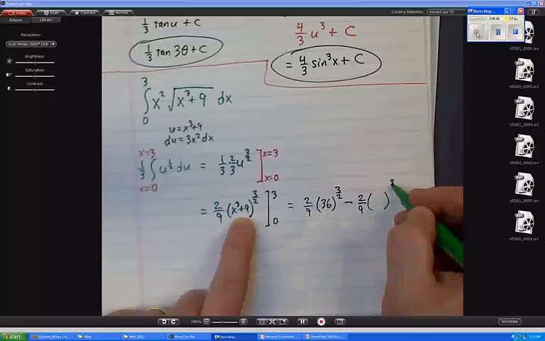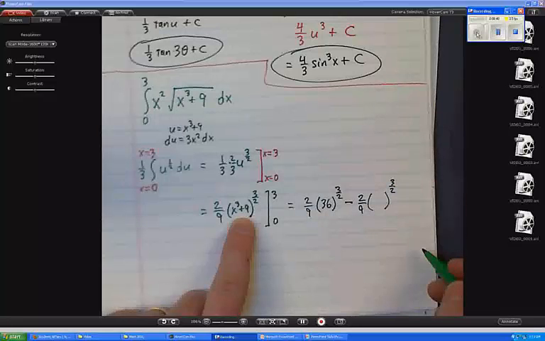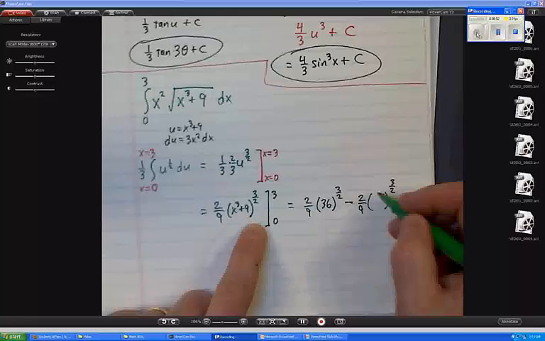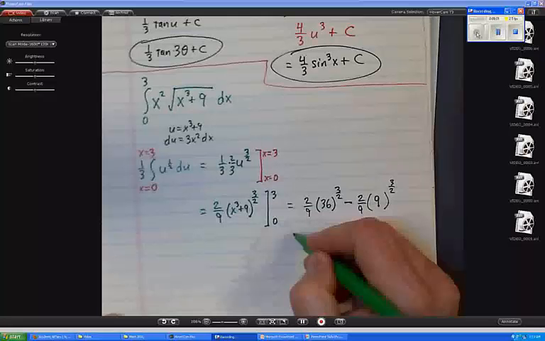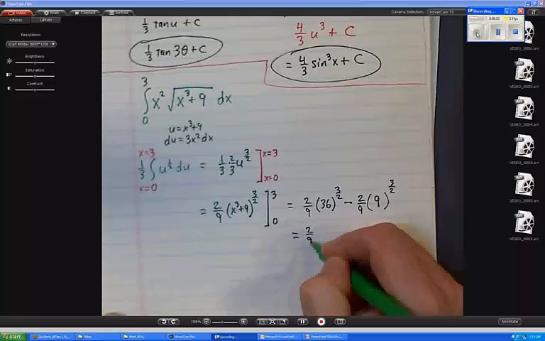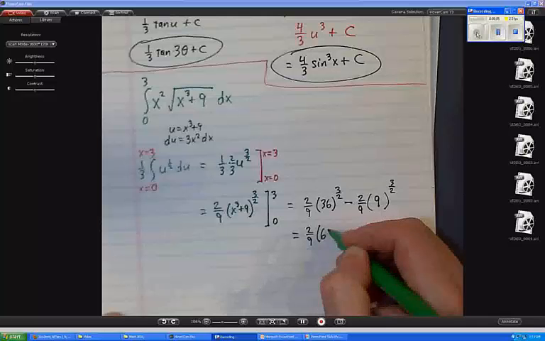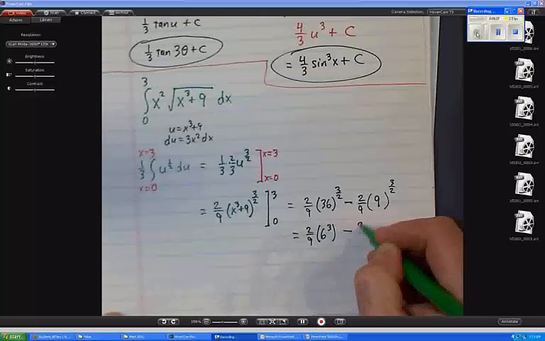Careful. 0 plus 9 is 9. So 9 to the 3/2 power is also something I can compute. But what does this say to do? This says take square roots. So this is 2/9 of 6 cubed minus 2/9 of, well, 3 cubed.